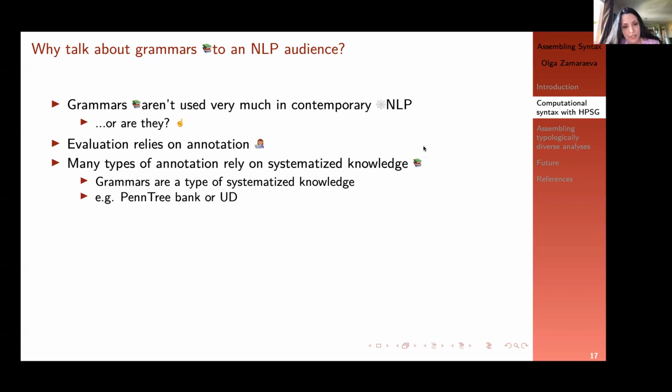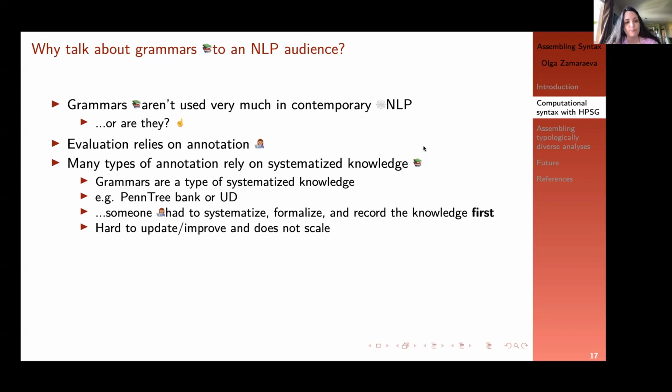But they are grammars in the sense that somebody had to, at some point, sit down and systematize that annotation scheme and formalize it and produce some kind of annotation guidelines. So any annotation guidelines are a grammar.